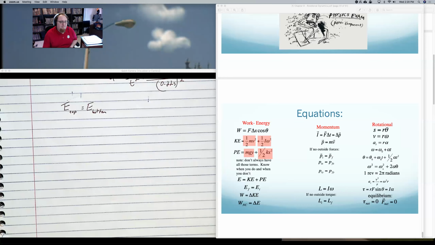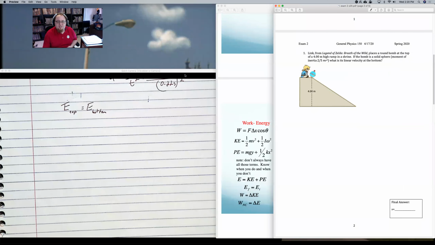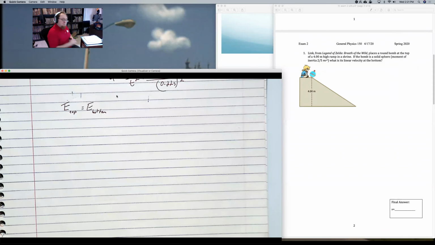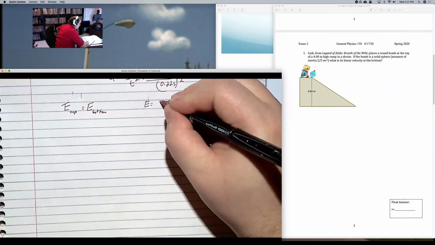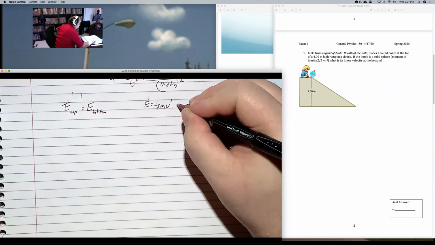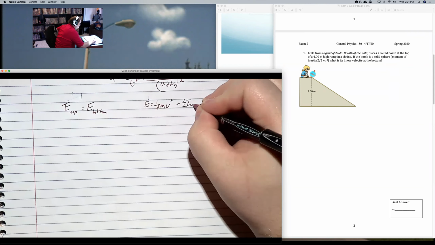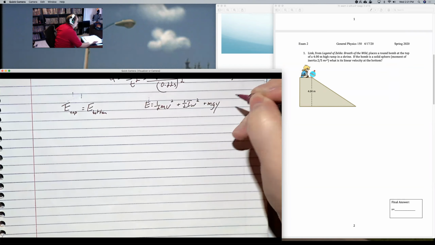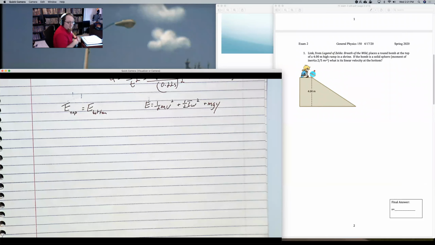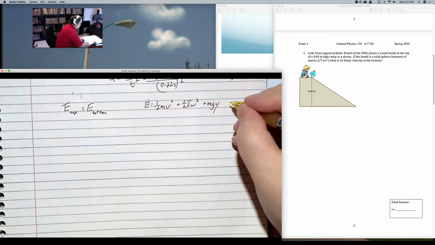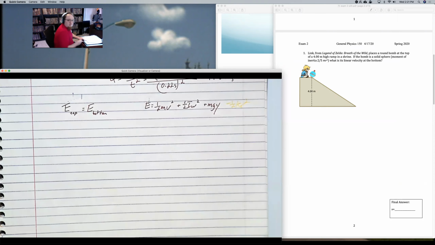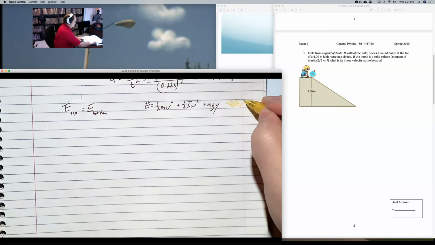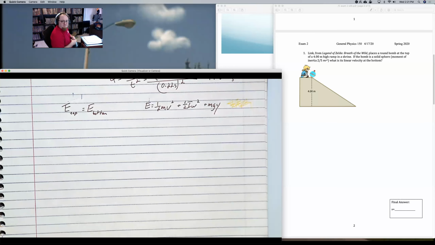And this problem does not mention springs. Since it does not mention springs, I'm not going to include the spring part. I'm just going to say energy is linear kinetic plus rotational kinetic plus gravitational potential. The spring term, which I could sometimes add in very faint yellow, is not going to be here because there is no spring. And I'll write an equation for the energy at each spot.